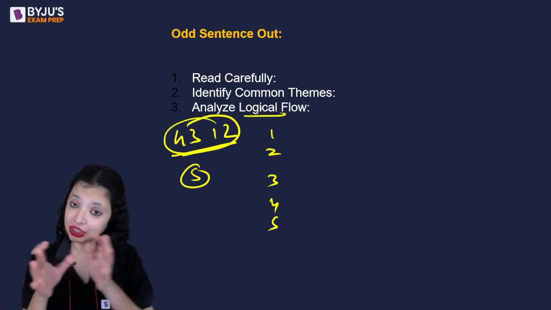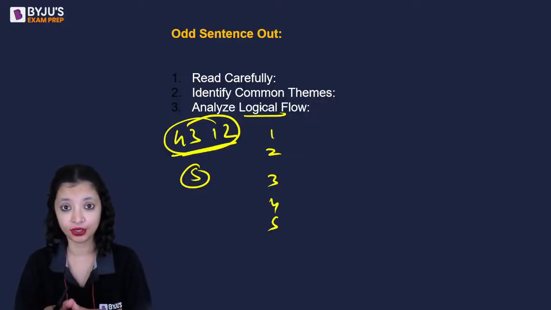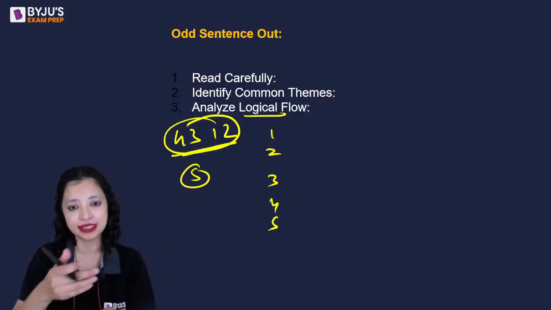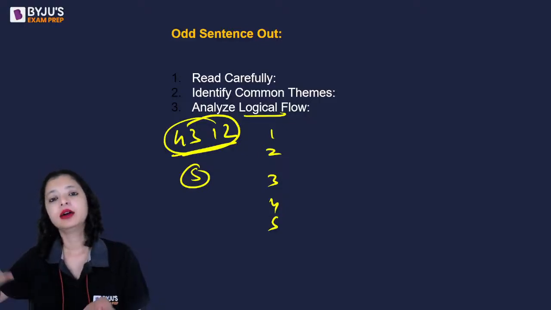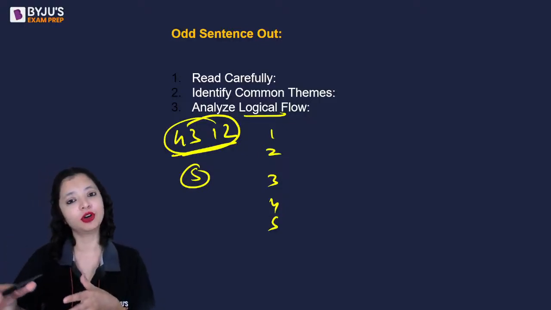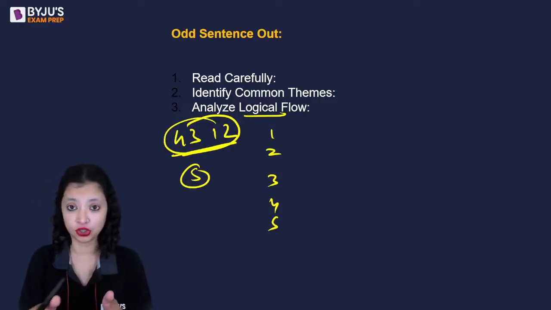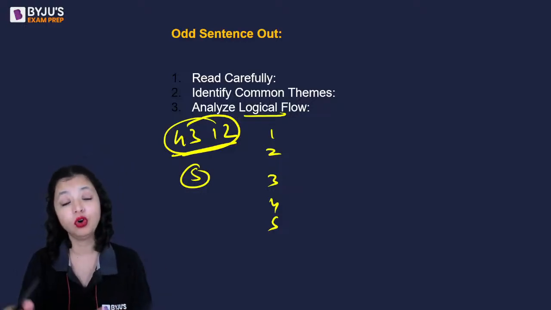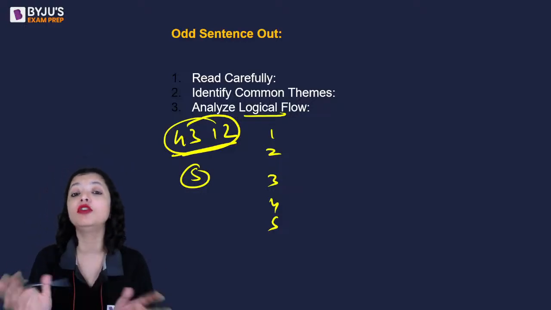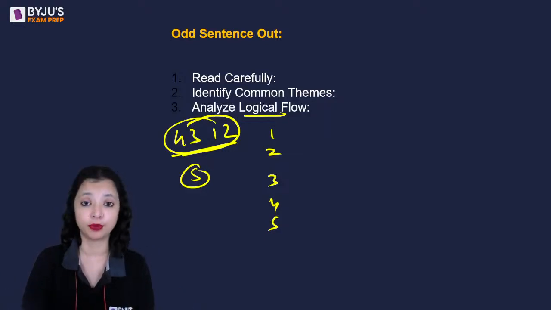Logical flow is arranging 4 statements in a specific order, like an opening statement, a closing statement, and the middle statements, taking the idea even further. So arranging four statements in a logical order according to the logical flow, and then identifying one statement that does not fit into the sequence. That's another way of approaching it.